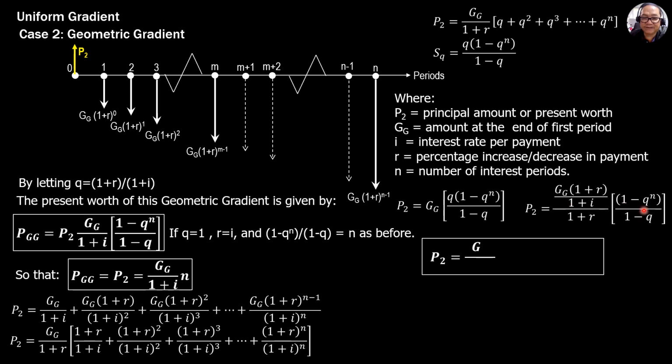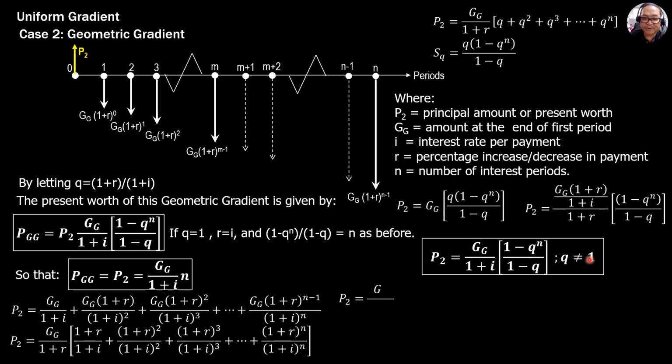And we factor this into 1 minus Q. This is the original formula here, after we replace Q by 1 plus R over 1 plus I. So this reduces to P sub 2 equal to G sub G over 1 plus I, then quantity 1 minus Q to the n over 1 minus Q, provided Q is not equal to 1.